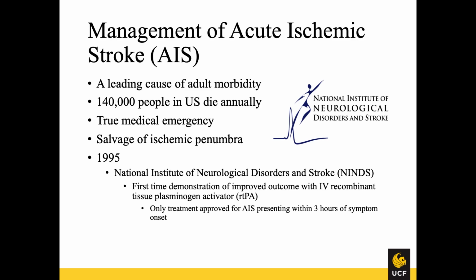We know tons of people are affected by this every year. 140,000 deaths in the United States annually as a result of stroke. It's a true medical emergency. We already knew that. What is the goal? The goal is salvage of the ischemic penumbra. Okay? Save the brain tissue. That is the goal.